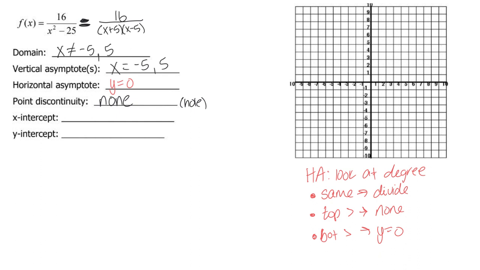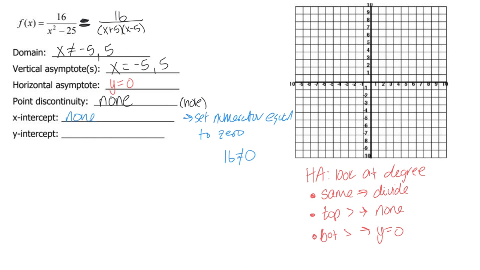For x-intercept, we set the numerator equal to 0. So we say that 16 equals 0. That is, first off, not true. 16 and 0 are not the same thing. And there's nothing to solve for here. There's no x to solve for, so the x-intercept is actually none.